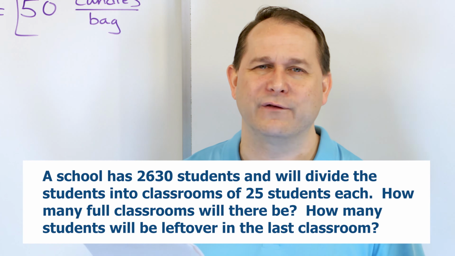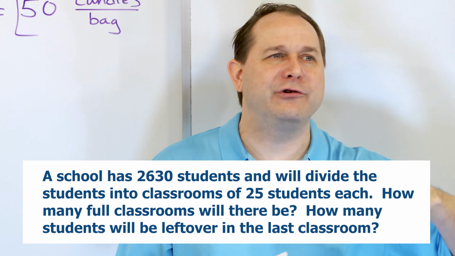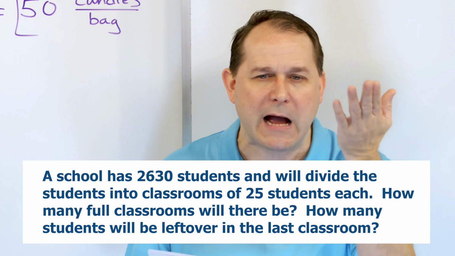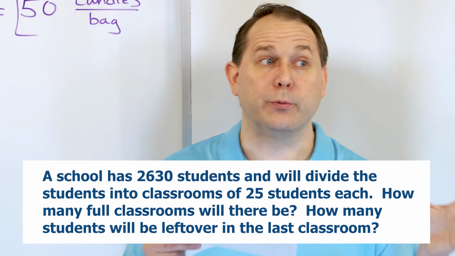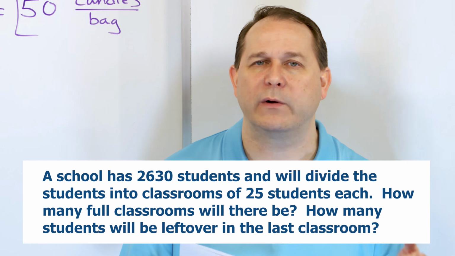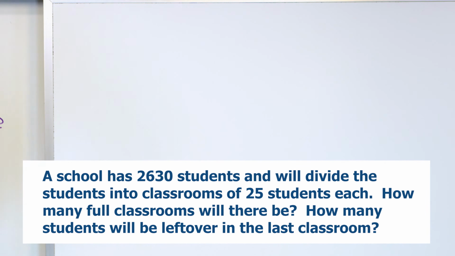You see that word left over? Remember, we talked about dividing. The remainder is whatever is left over after you try to distribute and divide evenly there. So what we're going to do in our mind is take the 2,630 students and divide it into groups of 25. So we want to see how many groups of 25 we have. We're going to divide by 25. That's what makes sense.